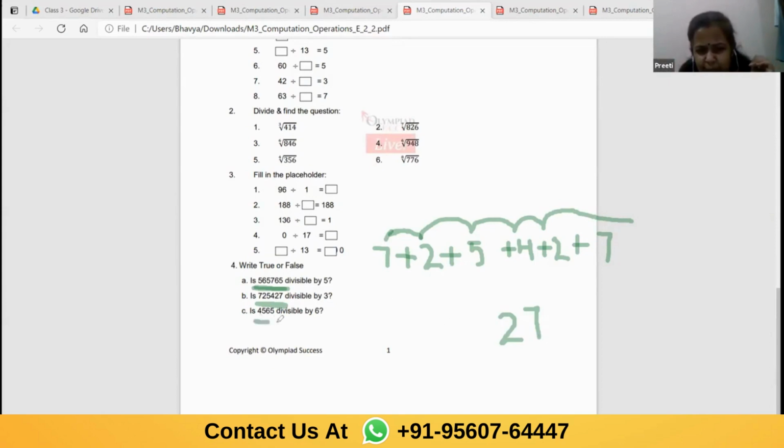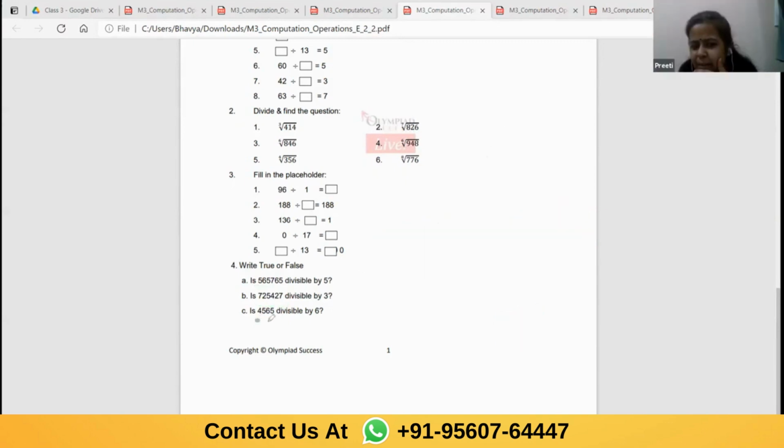Chalo, Rebanta, do C part. Is this number divisible by 6? For this first, let's check: is this number divisible by 2? Yes, ma'am. No, ma'am. How is this divisible? Ma'am, because there's an odd number already. It is not ending with 3 or 2. Ending with 6.